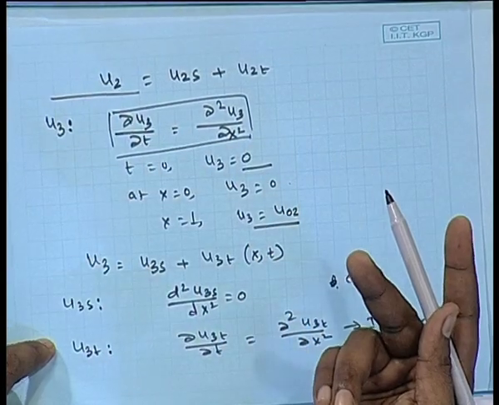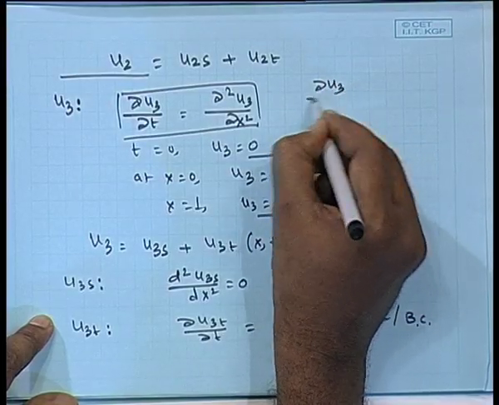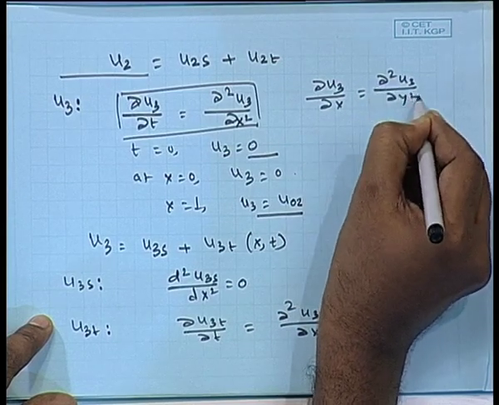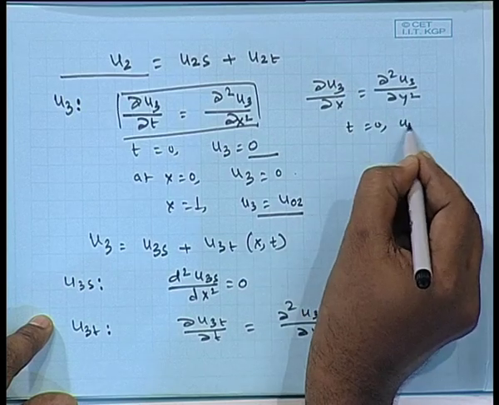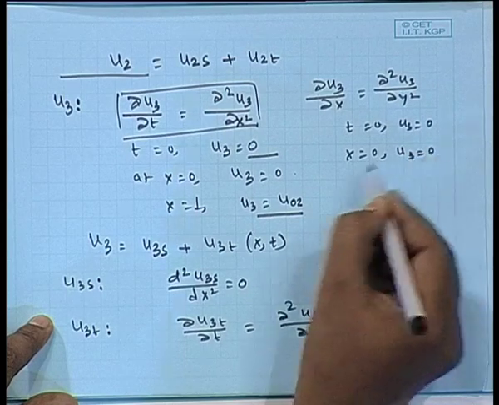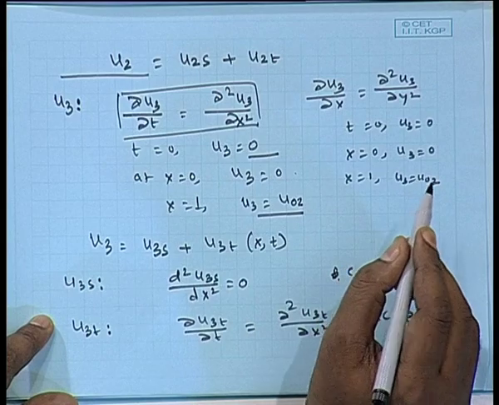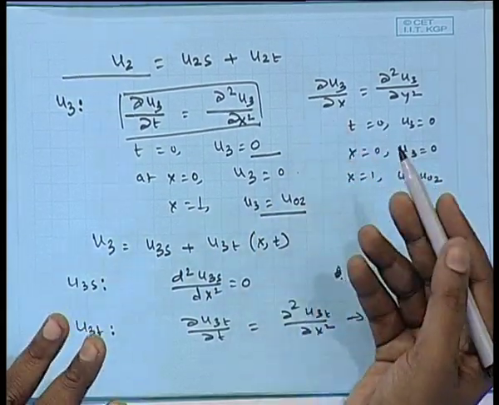It is not that this particular problem has only two variables. Suppose you have a steady state problem, but a two-dimensional steady state problem. In that case, suppose you have an equation something like this: del u3 del x is equal to del square u3 del y square. Let us say at t equal to 0, u3 is equal to 0; at x equal to 0, u3 is equal to 0; at x equal to 1, u3 is equal to, let us say, u02. This is a different problem, a two-dimensional steady state problem.